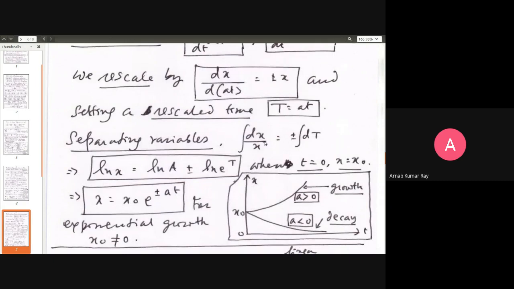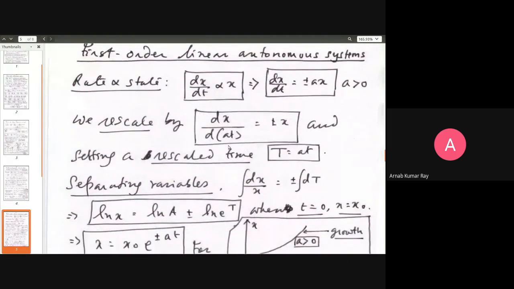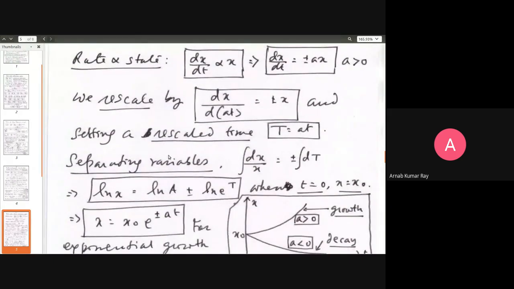Then after that, you can separate the variables. So you have done two basic things over here: first, rescaling, and second, separation of variables, with the help of a very simple example. But this thing will extend to more complicated problems in due course. So x goes to the left-hand side. You have dx by x is equal to plus minus d of capital T. Then we put the integral sign.